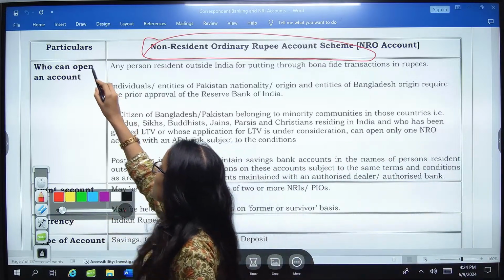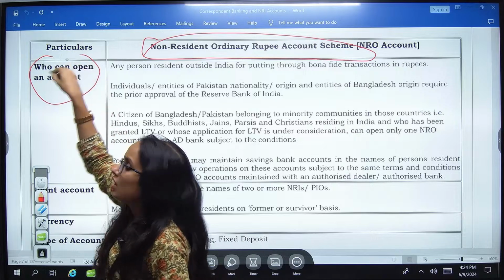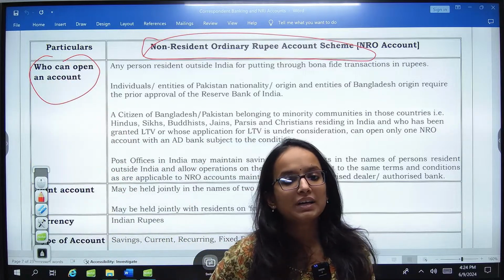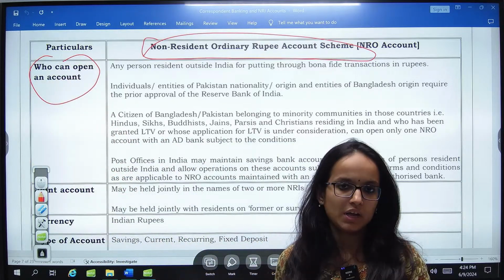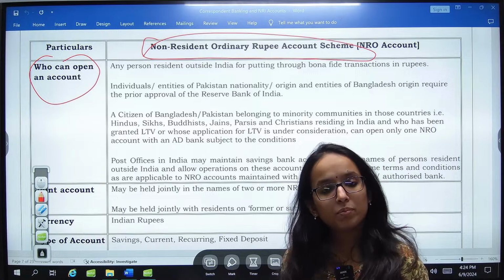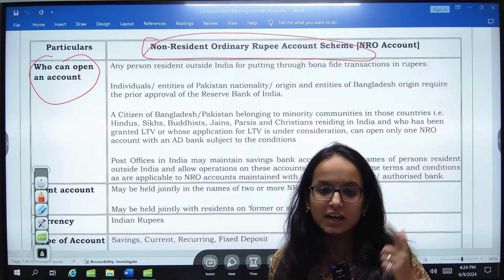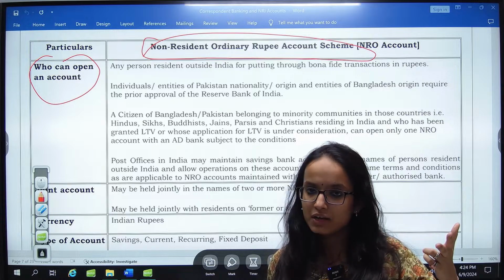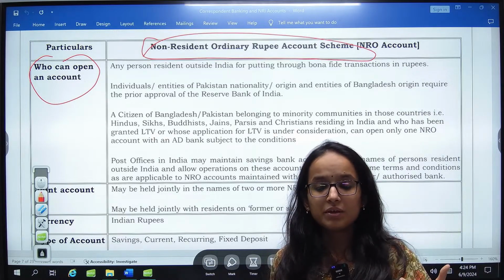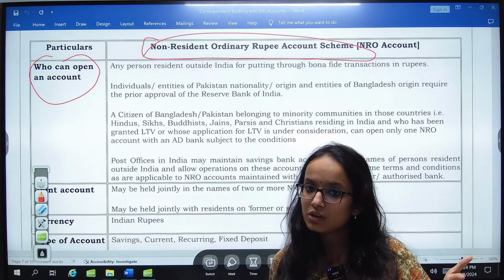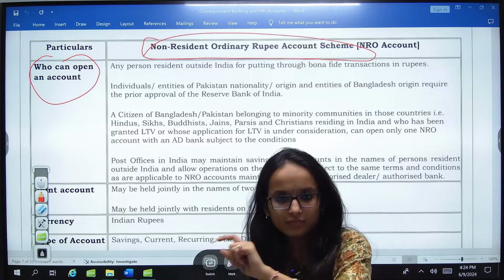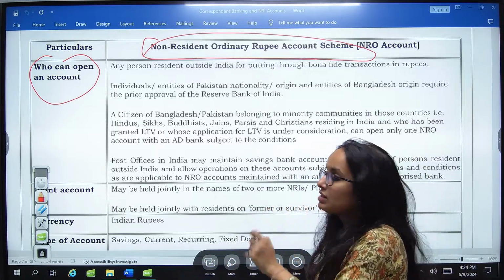So this is important here, because this is somewhat different from the earlier two types of account which we have discussed. Who all can open this account? Non-resident ordinary rupee account. In NRE, we have seen NRIs and PIOs can open. In FCNRB, we have seen NRIs and PIOs can open. But here, it is different. Who can open this account?